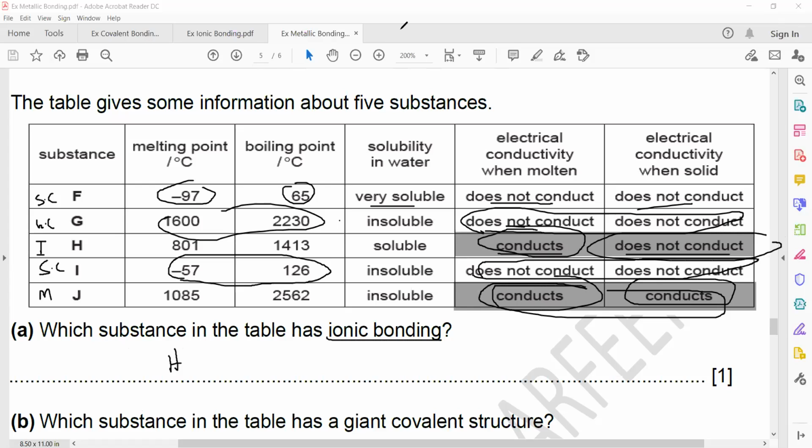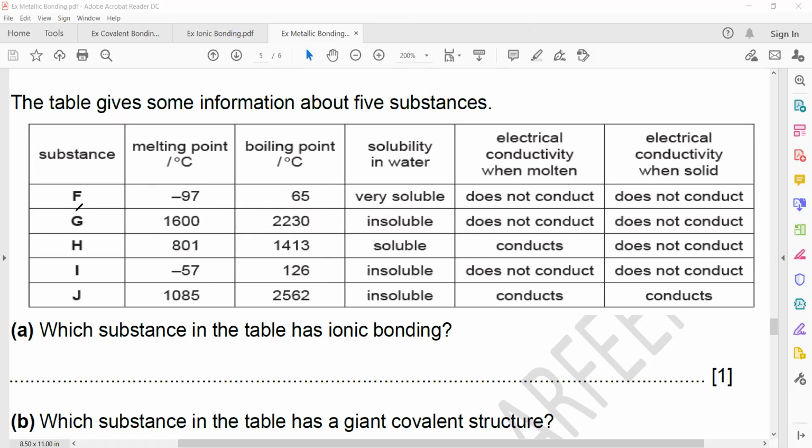Which substance in the table? Yes? Sir, F and I, both of them are simple covalent. Right. So why is their solubility in water different? Why is one of them very soluble and another insoluble? What is the reason for that?